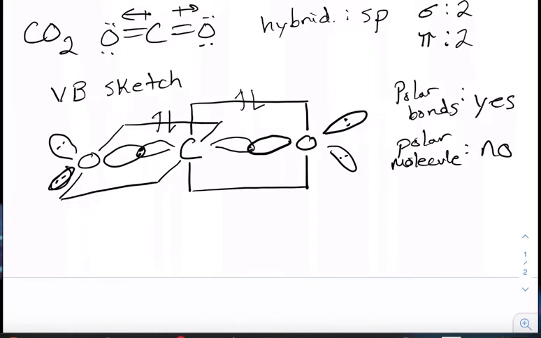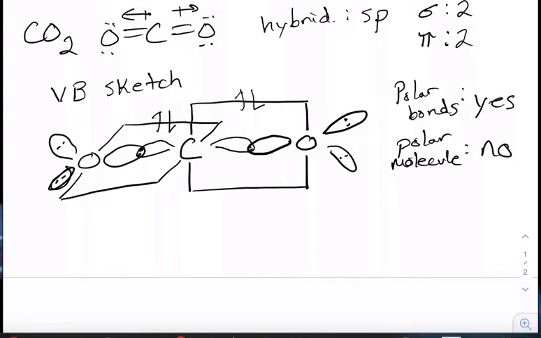Right? There's no net dipole because those 2 dipoles being opposite will cancel each other out. So we consider this a non-polar molecule, or for the polar molecule question, no, it is not polar. All right, so that should be everything then for CO2.